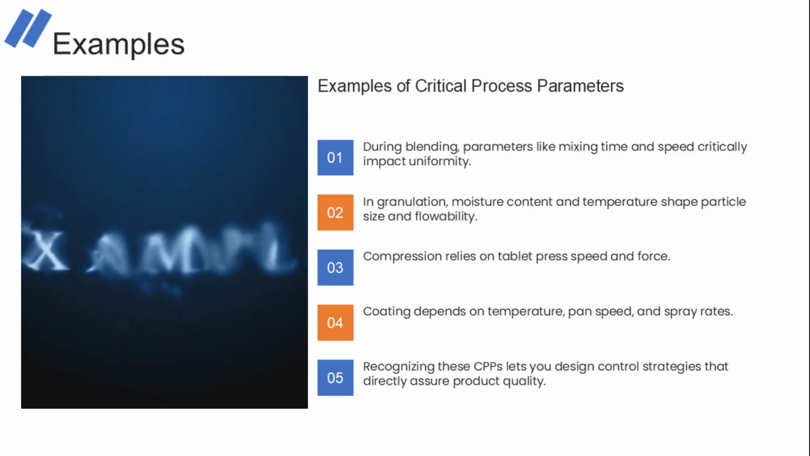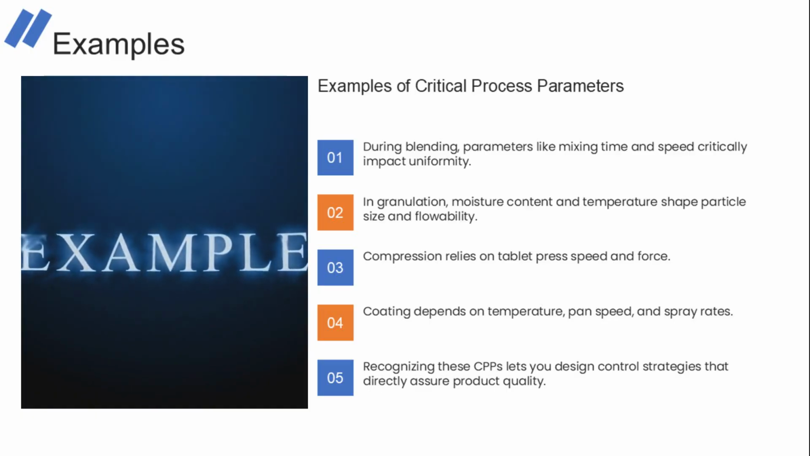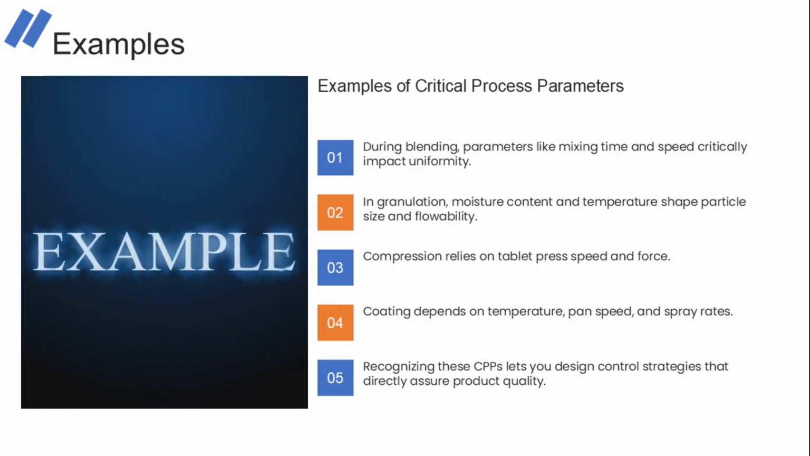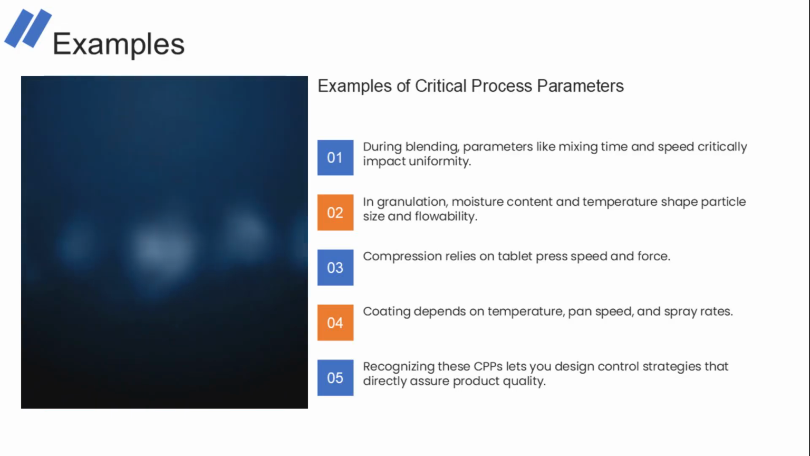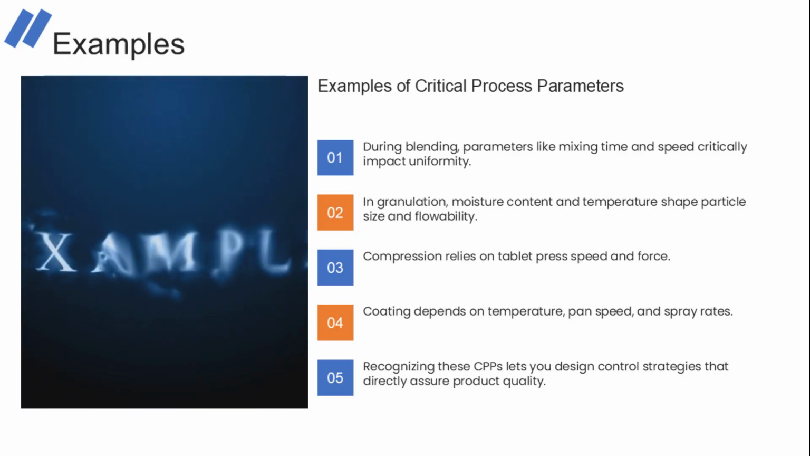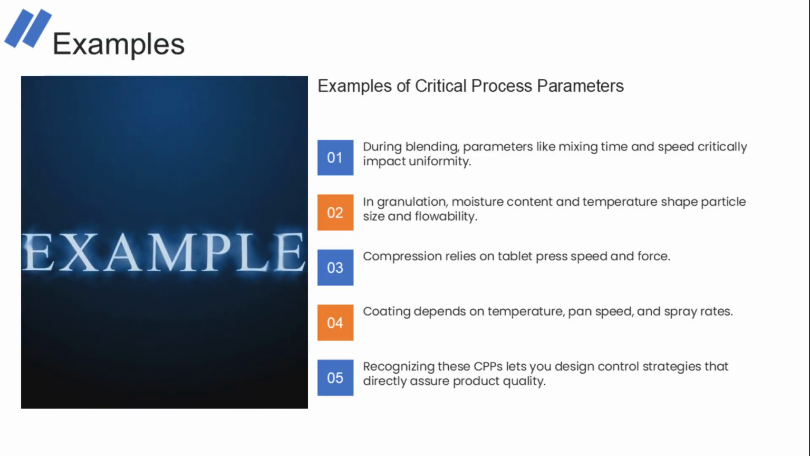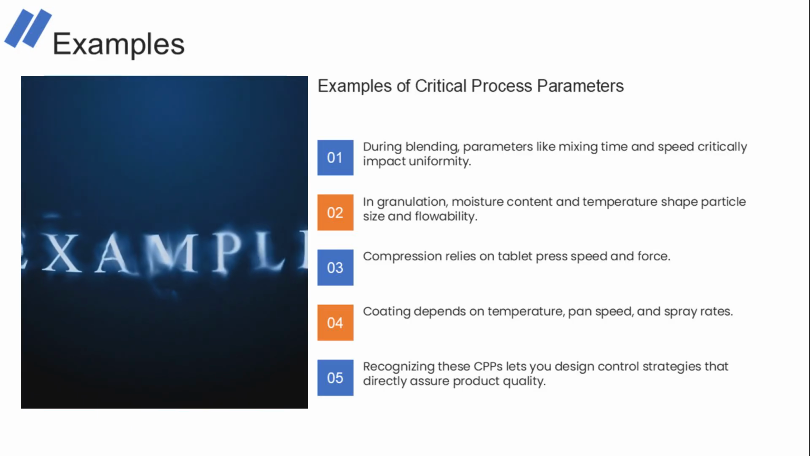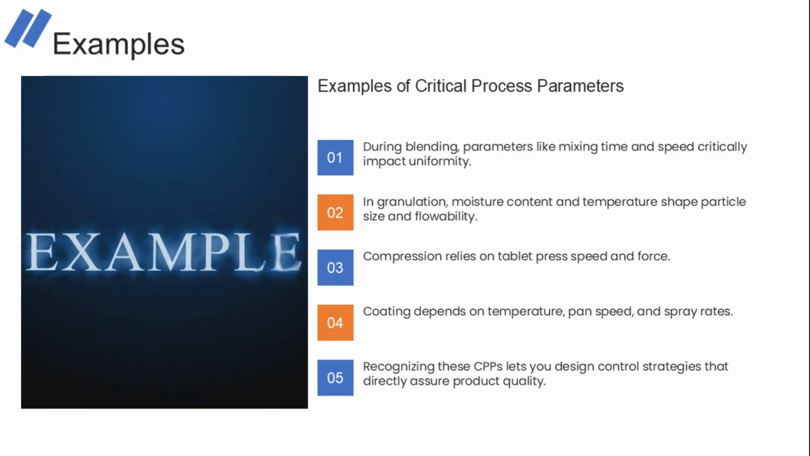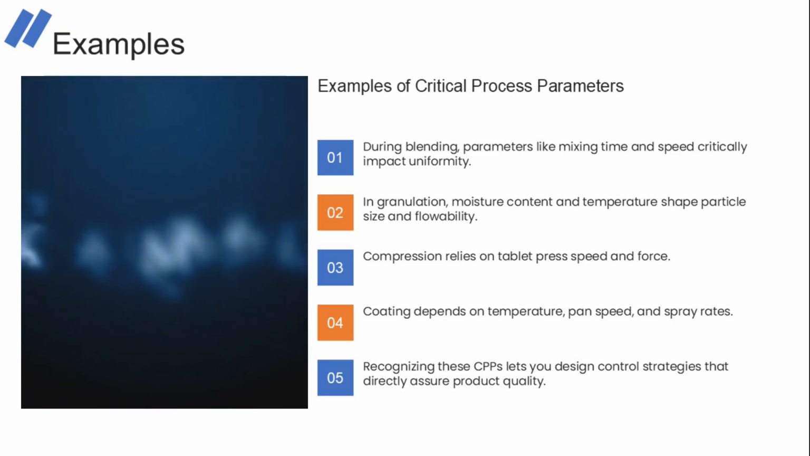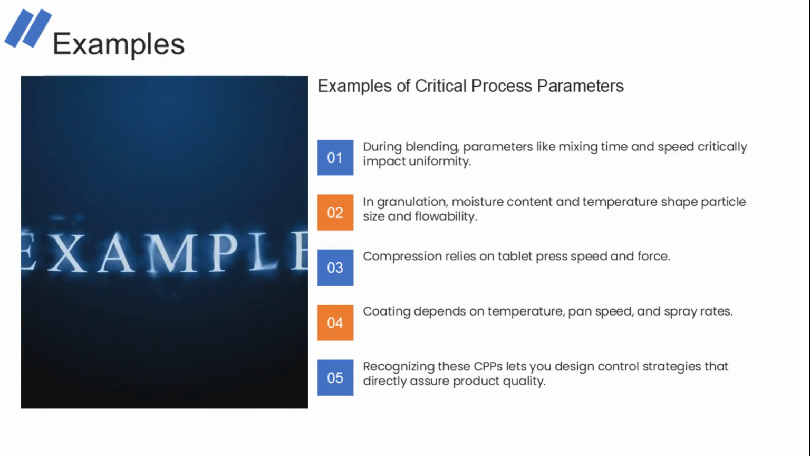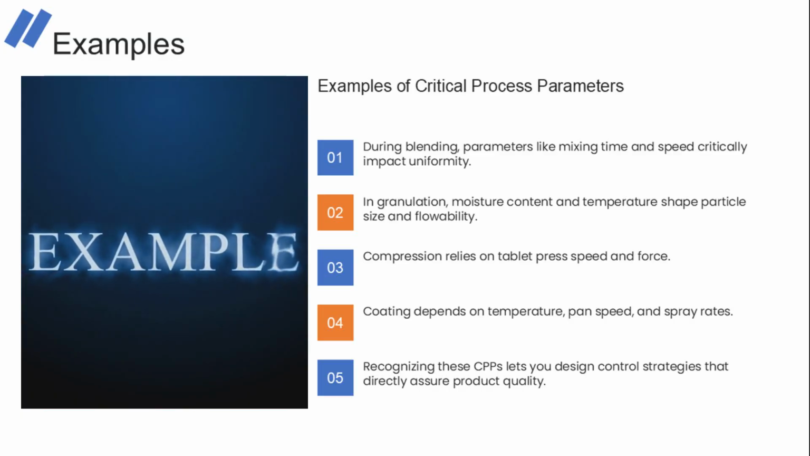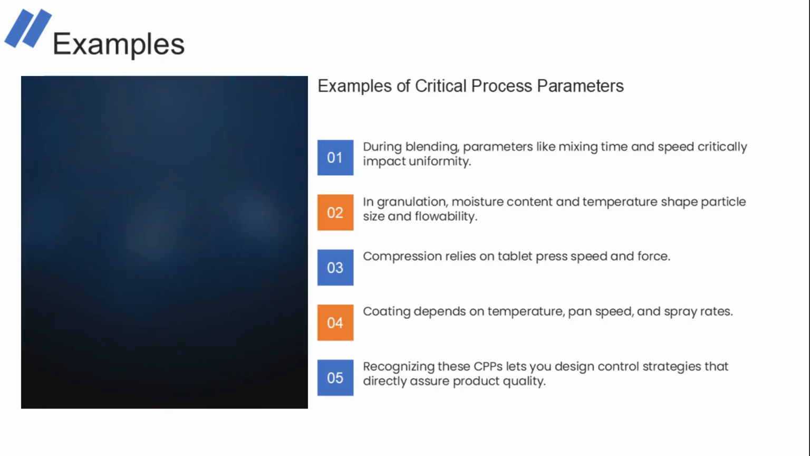In granulation, factors such as moisture content and temperature determine particle size and flowability, both of which are essential for smooth downstream processing. Compression depends on the tablet press speed and force, ensuring tablets have the right hardness and integrity, while coating relies on temperature, pan speed, and spray rates to achieve the desired finish, stability, and appearance. By properly identifying, monitoring, and controlling these CPPs, manufacturers can develop robust strategies that guarantee product quality, minimize risk, and maintain consistency across every batch, ensuring safe and effective medicines reach patients every time.